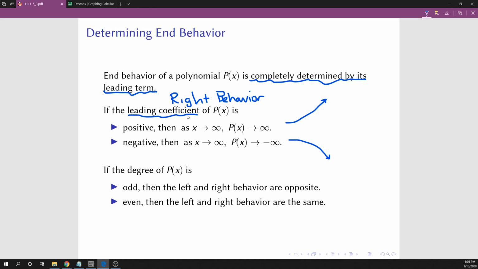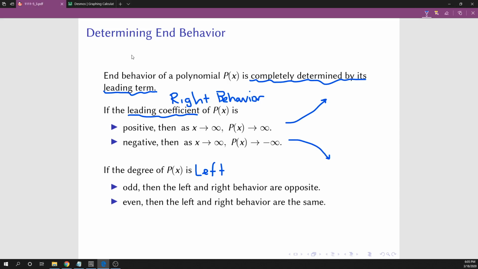Okay. All right. So going back to our slide here, how do we tell the right behavior of a polynomial? It's really easy. You just find the leading coefficient. If it's positive, then the graph goes up as you go really far to the right. If the leading coefficient is negative, the graph goes down as you go really far to the right. All right, and it's a little bit more complicated for the left behavior. So for the left behavior, what you want to do is look at the degree of the polynomial, right? And you can find that again by looking at the leading term.